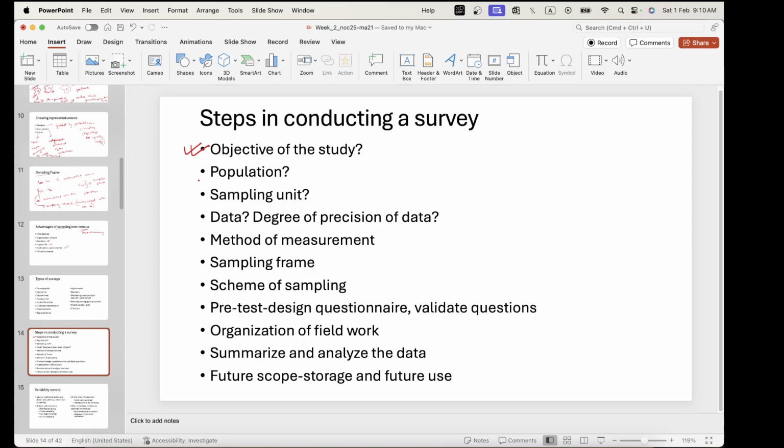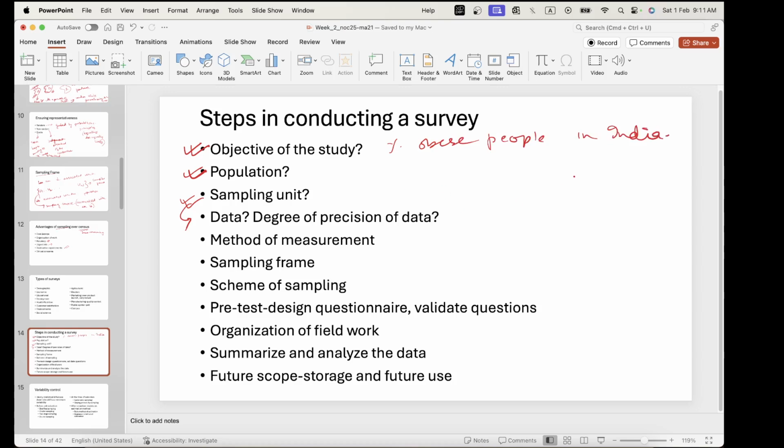Then the next thing, also based on my study question, is what should be my population, what should be the sample units, and what sort of data I want to collect on these individuals. So let's say the objective of my study is to find out the percentage of obese people in India.